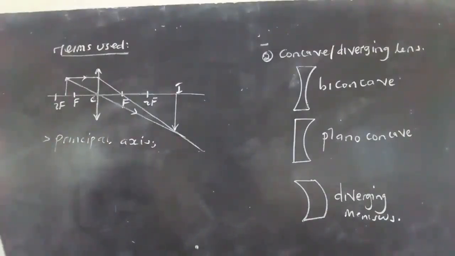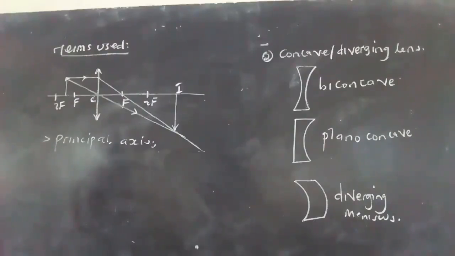Principal axis. We shall now say that it is the line passing through the principal focus and the center of the lens. That's number 1. Number 2, centers of curvature of lens. We say these are centers of spheres of which the lens surfaces form parts.